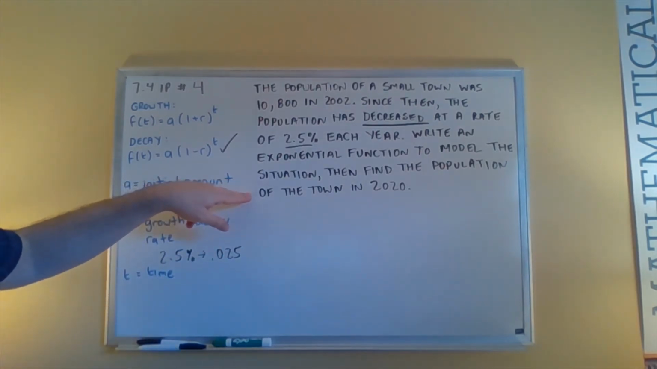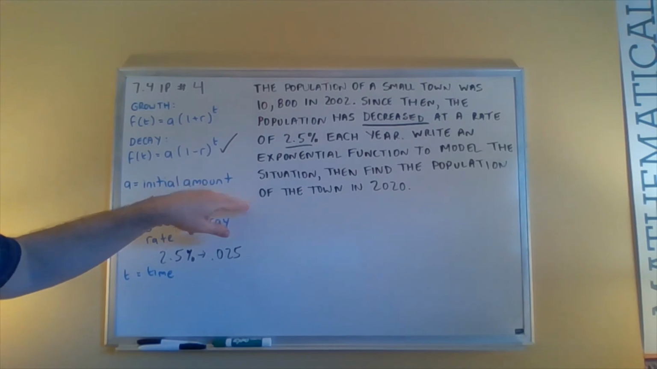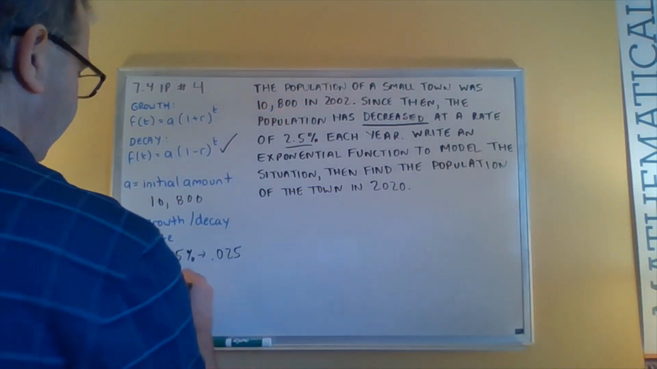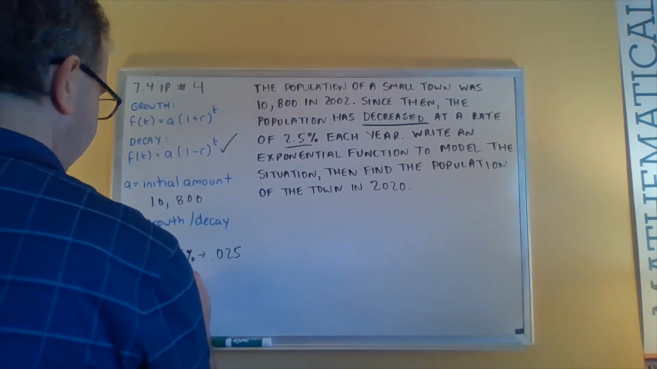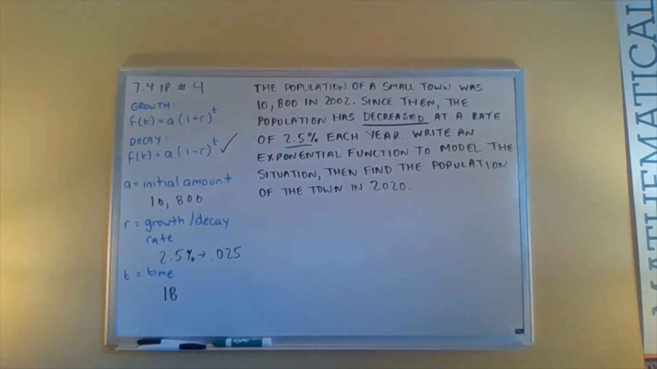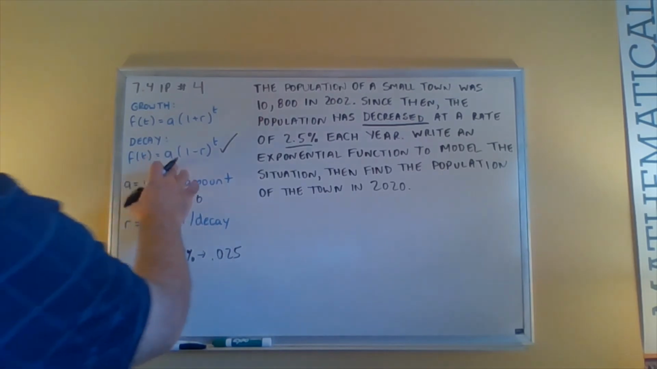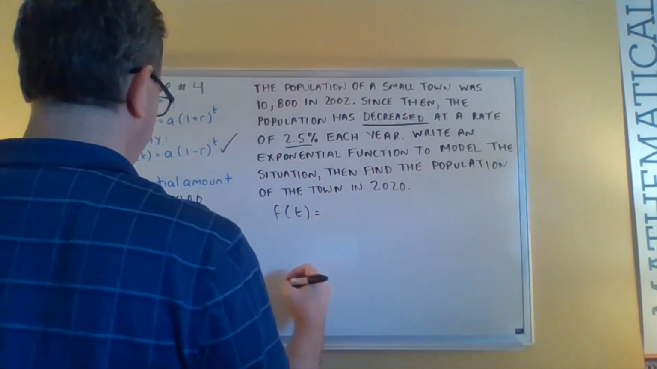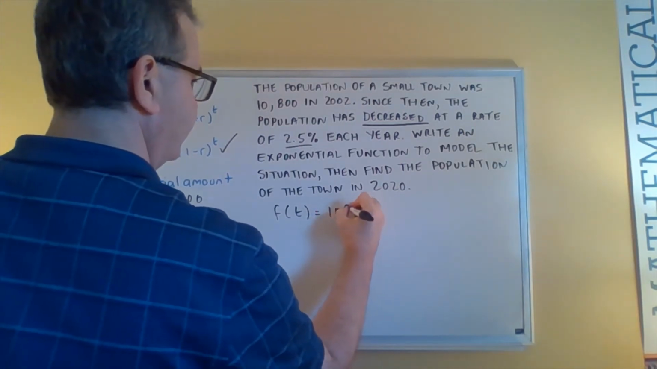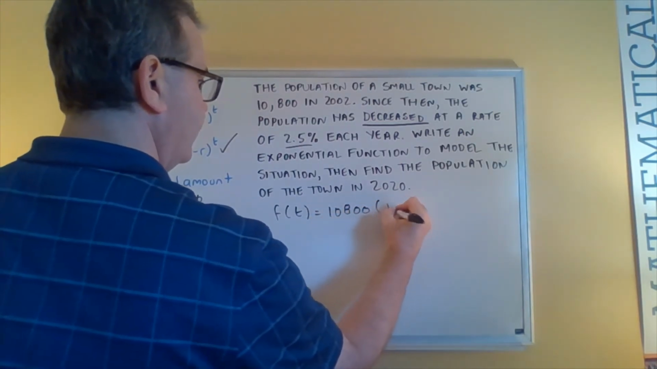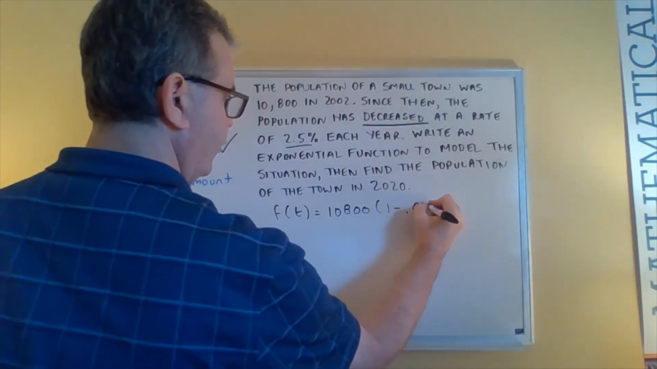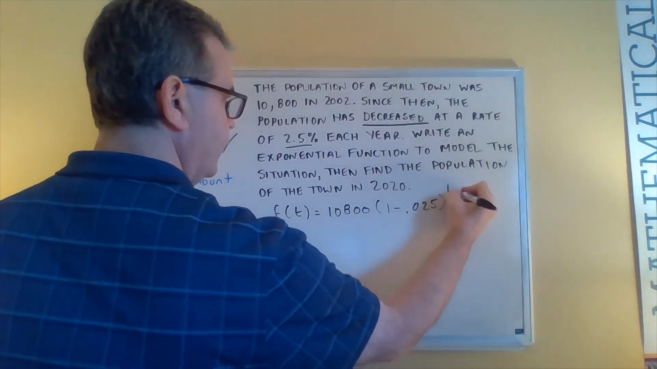Before our second question here, we're asked to find the population in 2020. We started out in 2002, we end up in 2020. T is going to be 18 years. So let's plug our values into our decay function. So we're going to get f of t equals our initial amount of 10,800 times 1 minus r. So it's 1 minus 0.025 raised to the t.